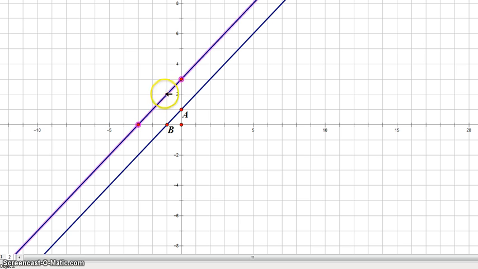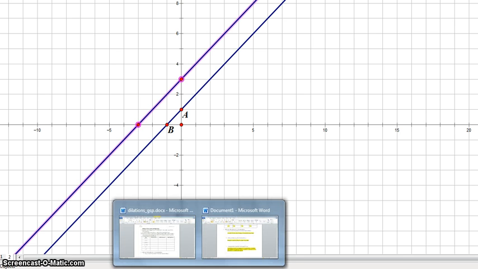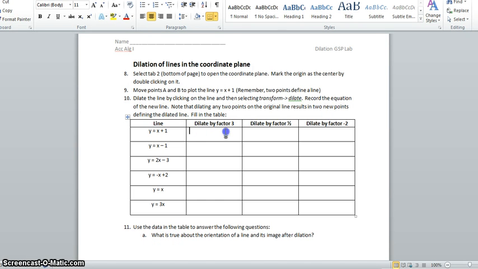When I dilate by a scale factor of 3, here's my new y-intercept. It's 3, and here is my slope. It's up 1, right 1, up 1 over 1. You could also use the slope formula to find it right there. So I'm going to put y equals x plus 3 in this spot right here. Y equals x plus 3.